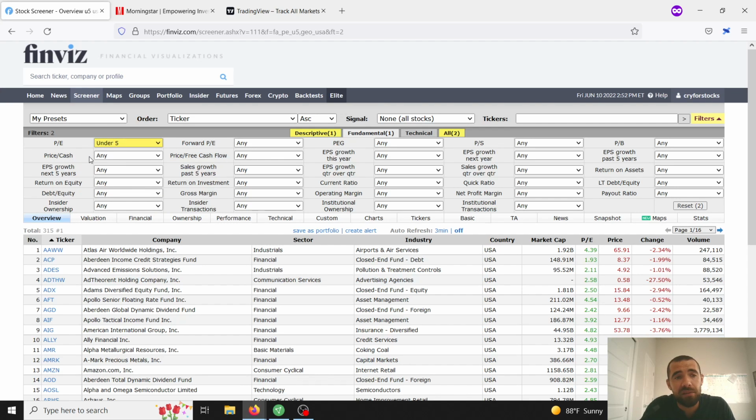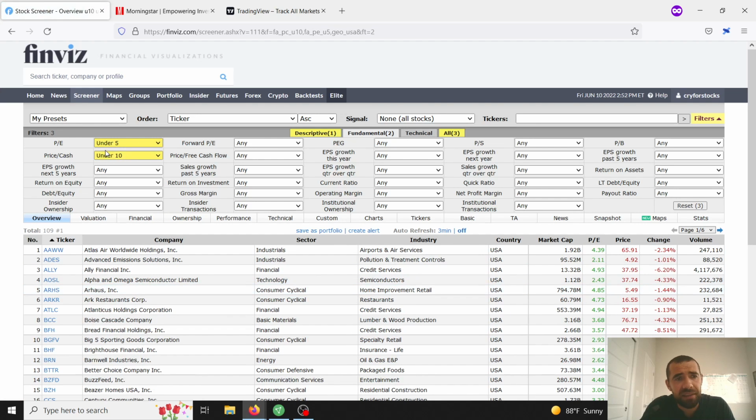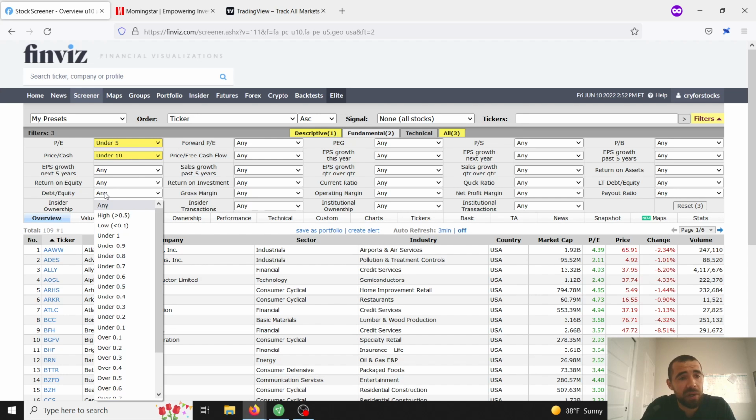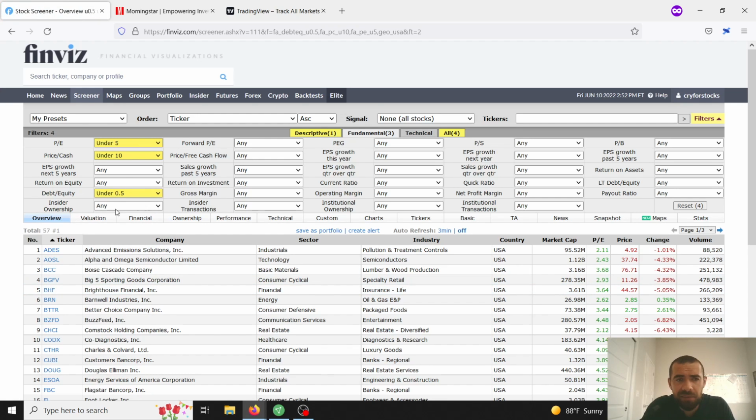For price to cash, I prefer having under 10 at least, just to make sure that companies have some cash in hand. But let's move to the next one. Debt to equity ratio 0.5. I consider it pretty low debt. Everybody has different opinions about it, but for the industries that I will be looking at, we'll get to that soon as well, 0.5 is pretty low debt for the company.